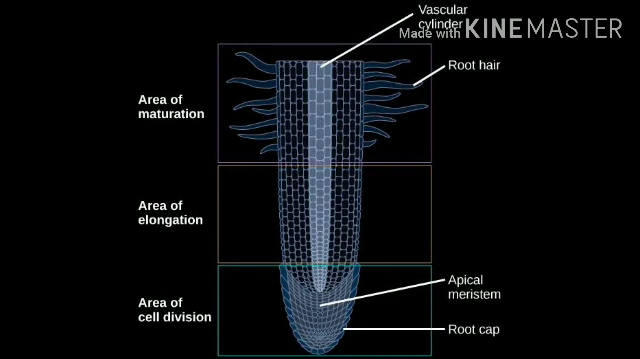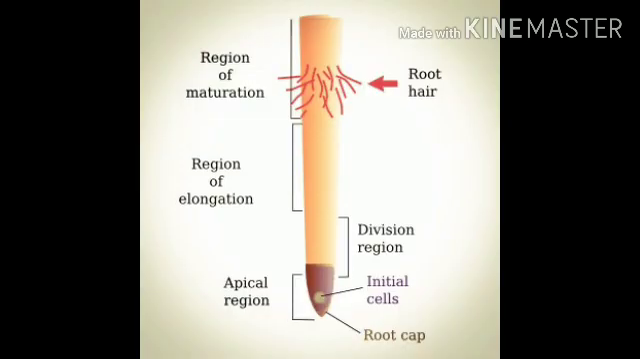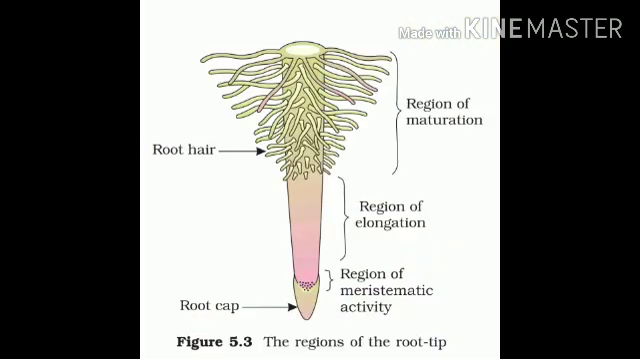A few millimeters above the apex we can see the region of meristematic activity. Here meristematic cells are present which are thin-walled and undergo rapid cell division. Above the region of meristematic activity we can see the region of elongation. In this region the divided cells undergo enlargement and elongation to increase the length and width of the root.